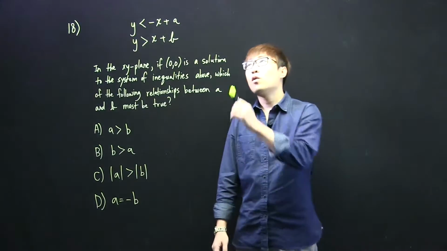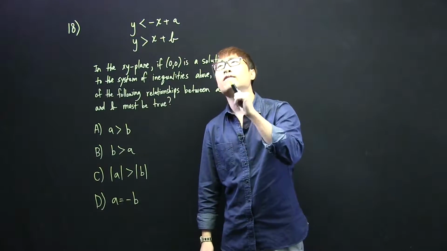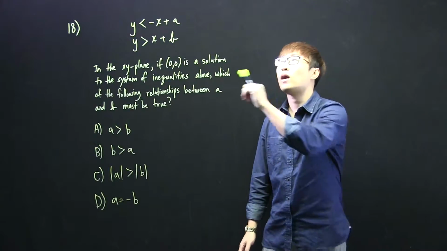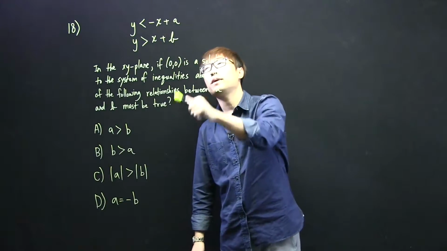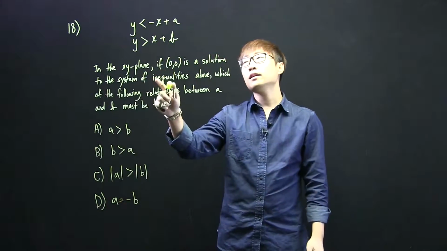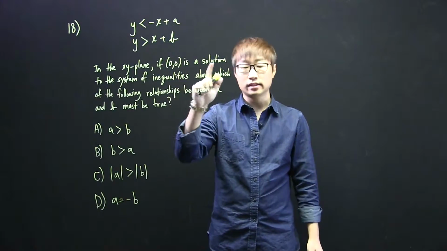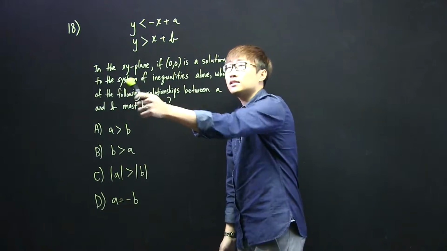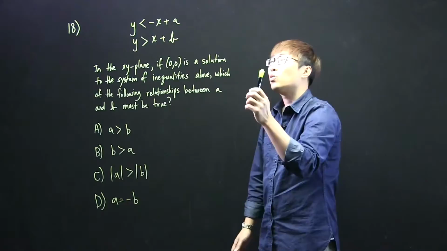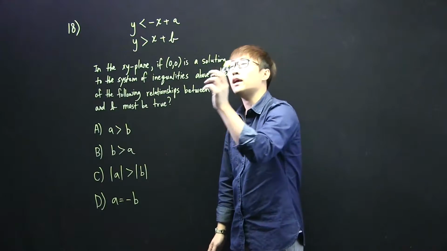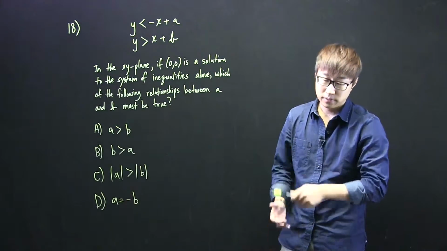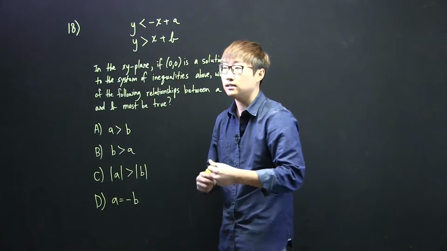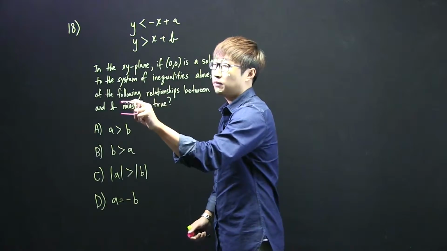Number 18, y is less than -x plus a and y is greater than x plus b. In the xy plane, if (0, 0) is a solution to the system of inequalities above, which of the following relationships between a and b must be true? Now, be careful, guys. It says must be true, right?